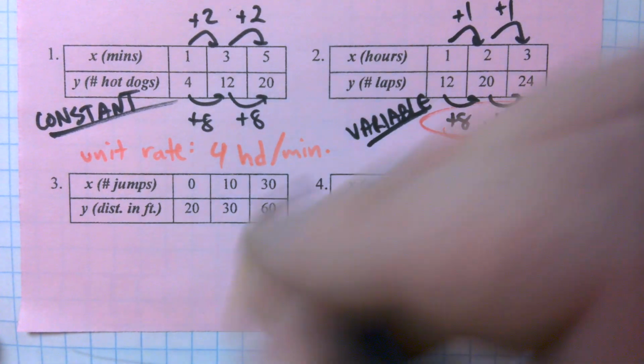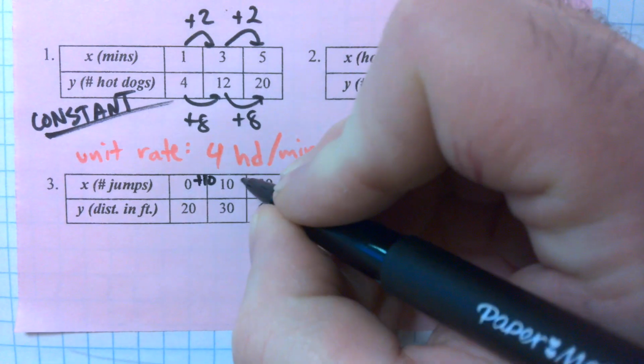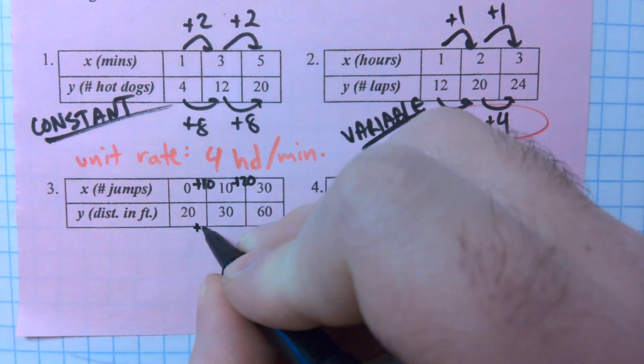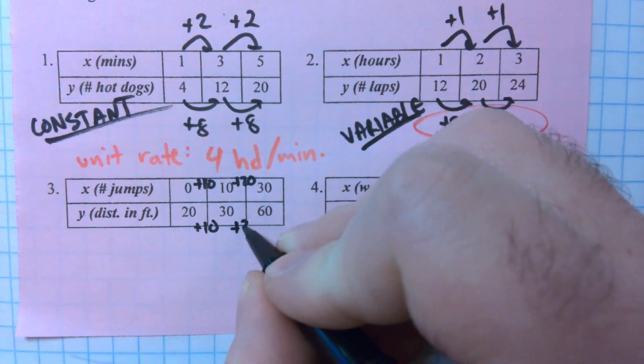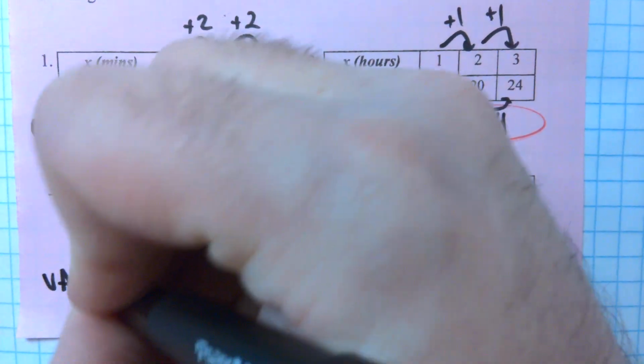Down here on the bottom, my jumps. How do I get from 0 to 10? +10. What about from 10 to 30? +20. +20. That's all right. On the bottom, I've got +10 and +30. That's definitely not working out. That would be variable.